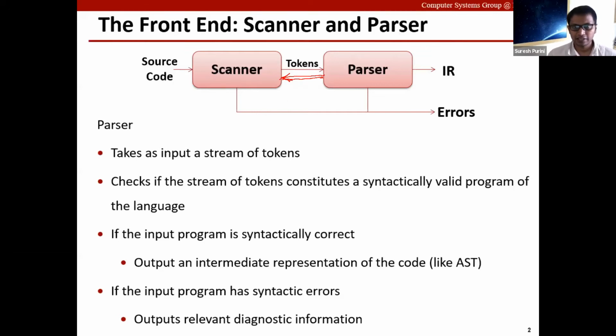And the parser takes the stream of tokens from the scanner and it checks if the program is syntactically well formed or not. If the program is syntactically well formed, then it outputs an intermediate representation of the code, which is usually the abstract syntax tree. And if the input has any syntactic errors, then the parser outputs relevant diagnostic information. So this is what the parser does.